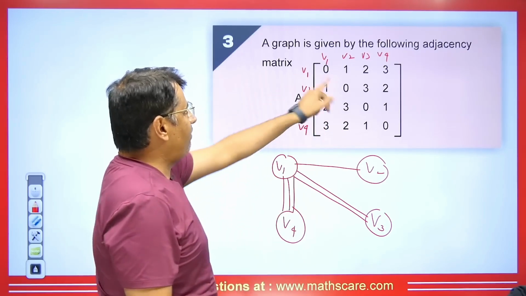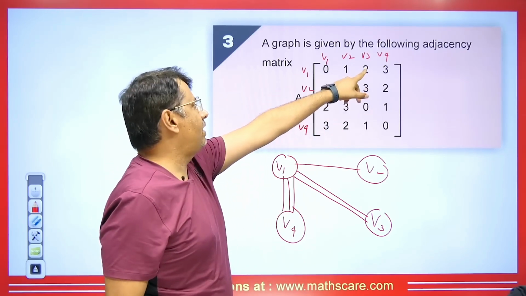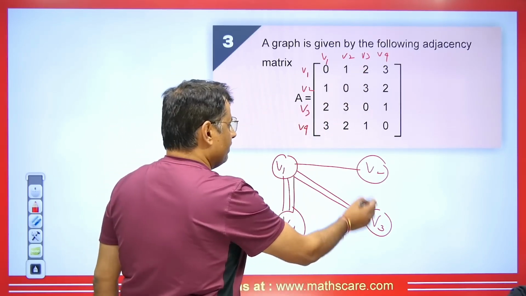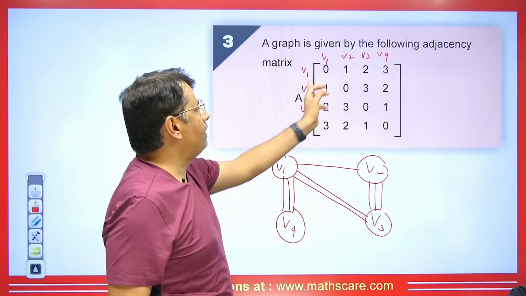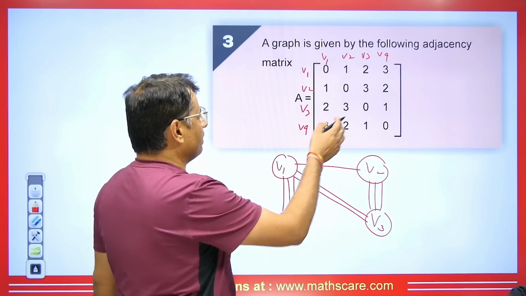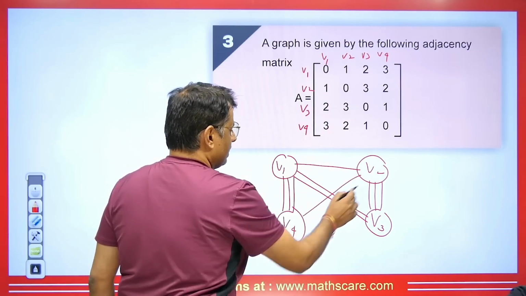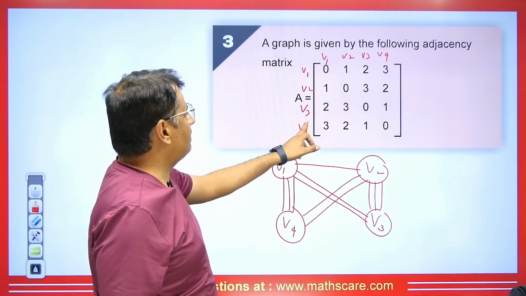Now, is V2 making a self loop? No. Let's see V3 to V2 now. V3 is going to V2. We have 3 here, so we will make 3 edges. Now see V2 to V4. V2 to V4 is given 2 here. So here we will make 2 edges. Clear, students? We will talk about this here.